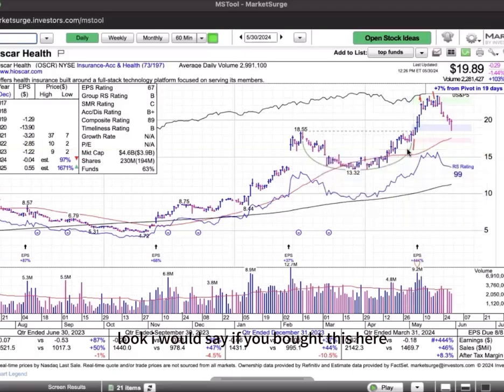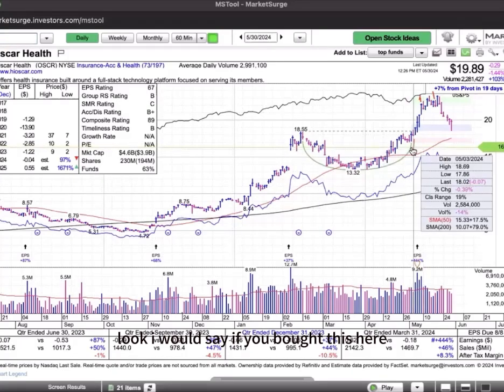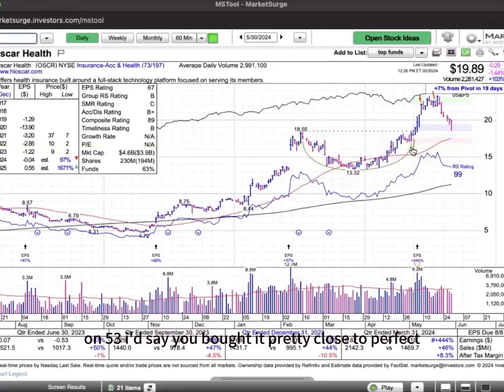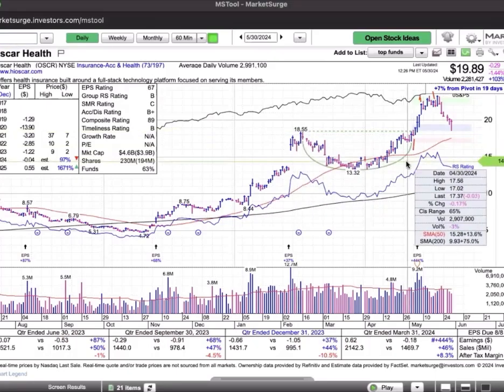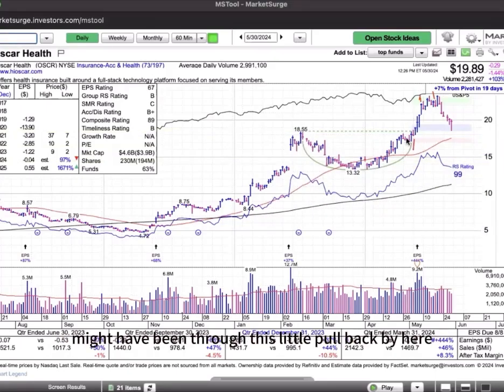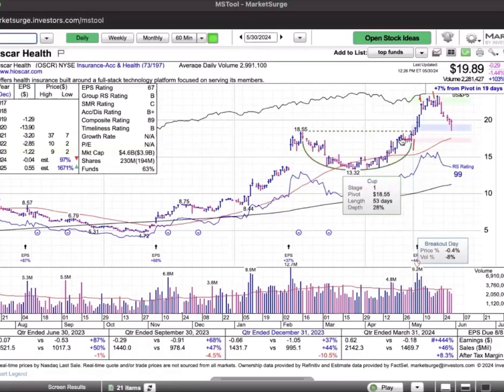Well, look, I would say if you bought this here on 5/3, you bought it pretty close to perfect. You could have started it maybe a day early, but it looks like you were trading near this. Yeah, I think this is a good buy. The earliest you could have bought this might have been through this little pullback by here. Yeah, I would grade this as bought perfectly.